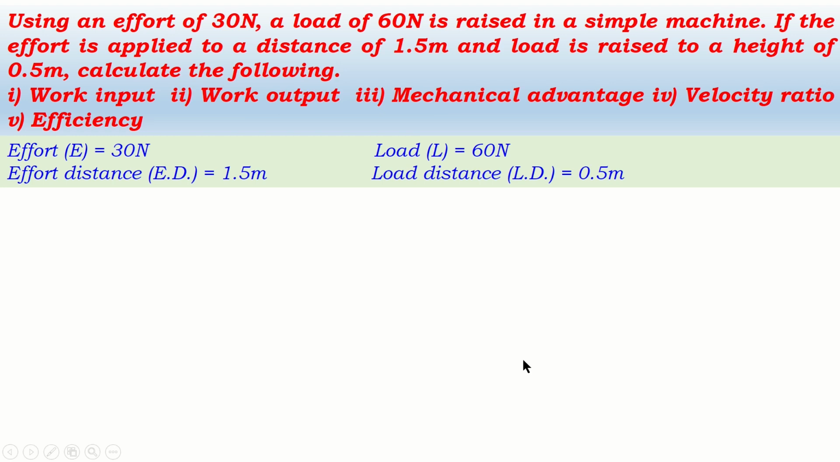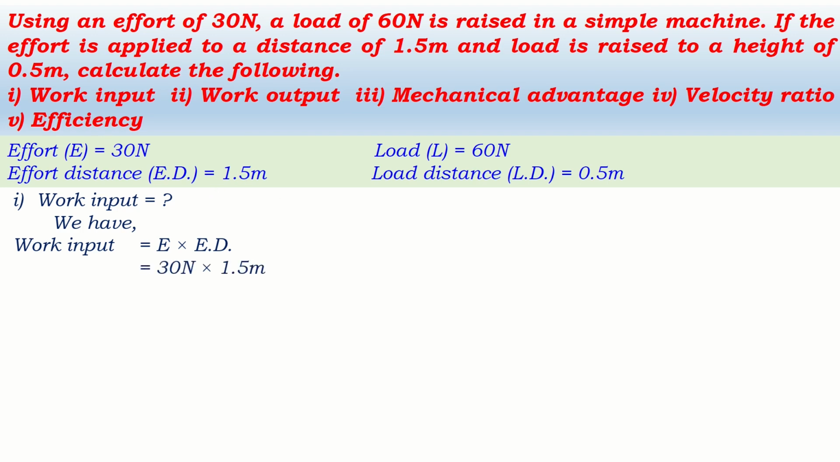Okay, now we are starting with the first question. First is work input. What is work input? For work input we have a formula. Work input equals effort times effort distance, and we have to take the values. Effort is 30 Newton, effort distance is 1.5 meter, and when we multiply these two we'll get 45 joule. This is work input, work done on the machine.